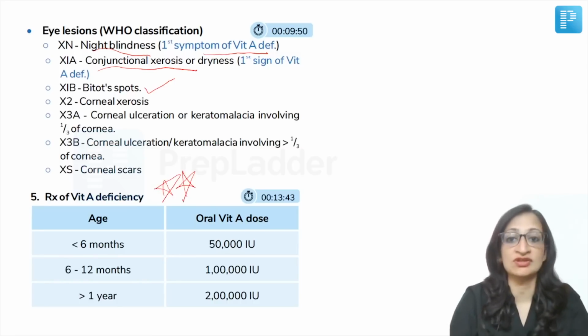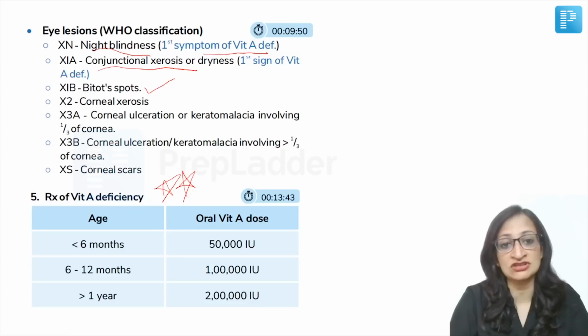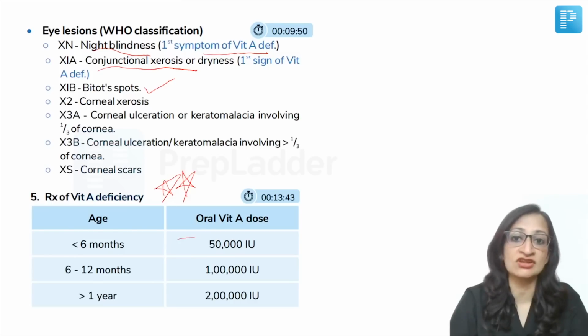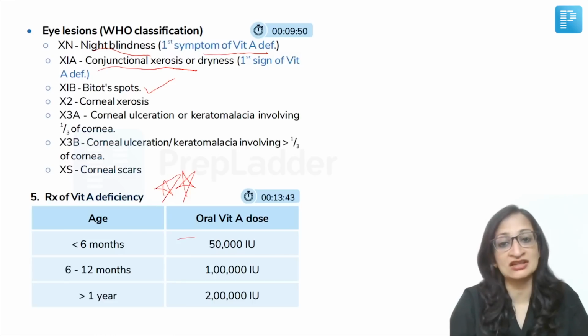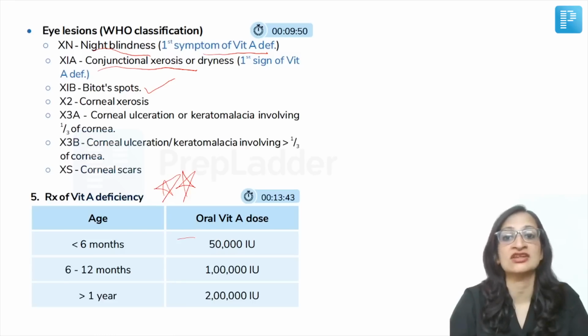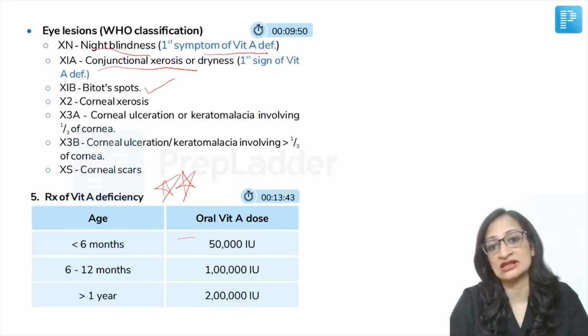So we need to know the treatment or therapeutic dose of vitamin A deficiency. It depends on the age. If the age is less than 6 months, then the dose is 50,000 units. If it is 6 months to 12 months, it is 1 lakh units, and more than 1 year of age, the dose is 2 lakh international units. And you need to give a dose at the diagnosis and repeat a dose 24 hours later and then repeat another dose 2 to 4 weeks later.